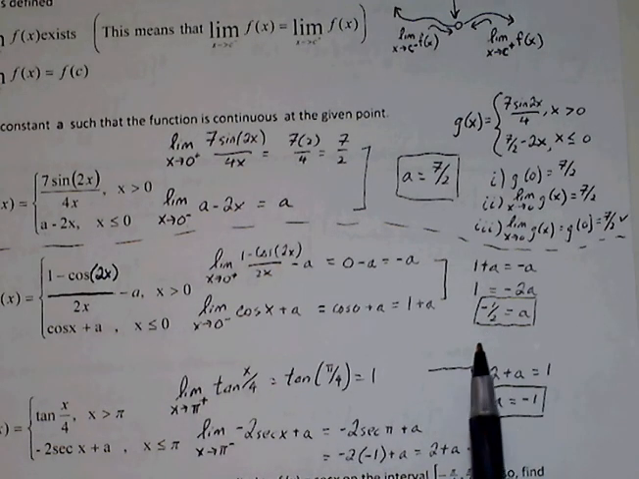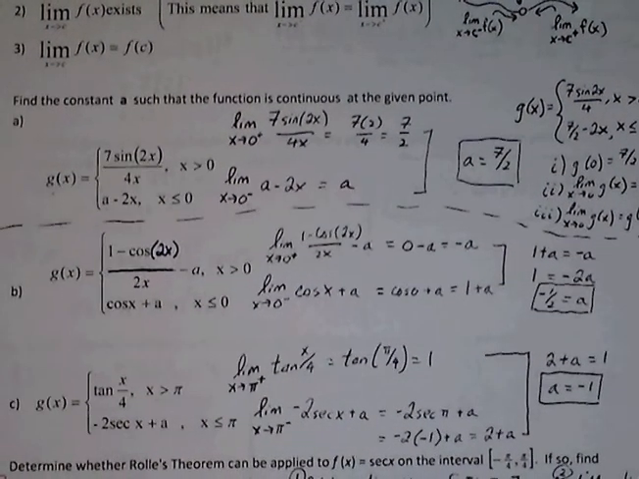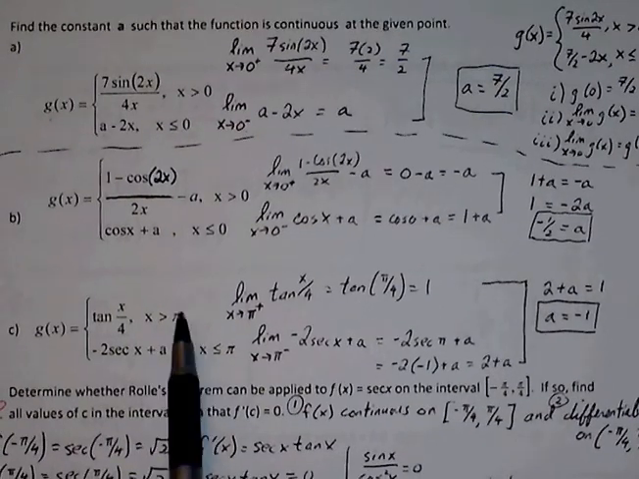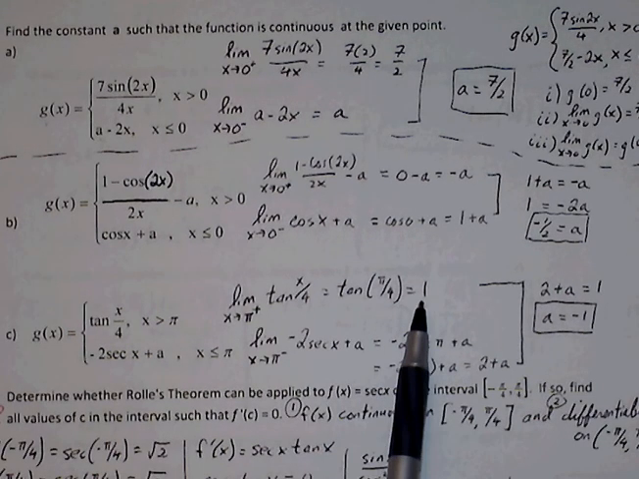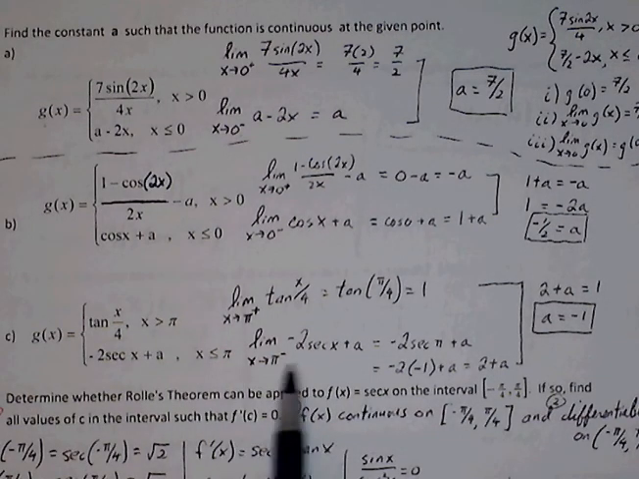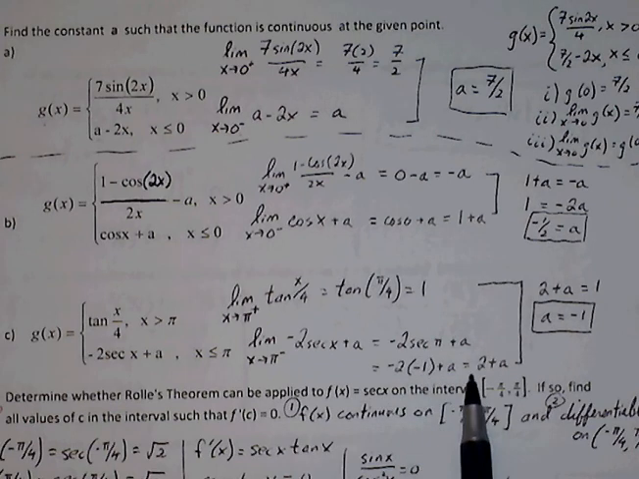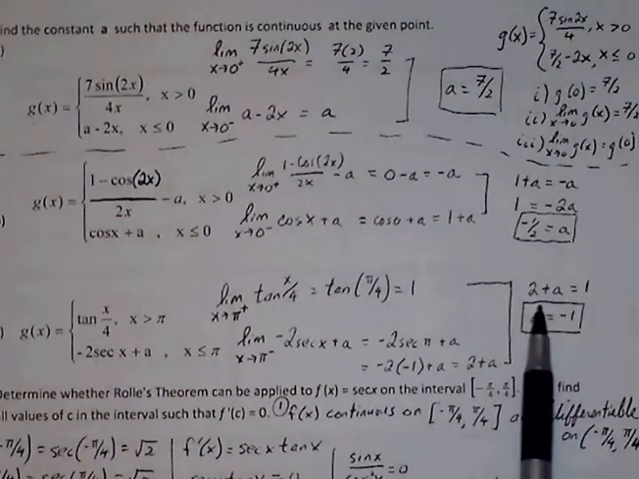Okay, the third, part C, one-sided limit as x approaches pi from the right side of pi for tangent of x over 4 is simply going to be tangent of pi over 4, which is 1. Limit as x approaches pi from the left side of pi of negative 2 secant of x plus a is simply going to be negative 2 secant pi plus a. Secant of pi is negative 1. Two negatives cancel out, becomes positive 2 plus a. And then we can set 2 plus a equal to 1 and solve for a. A is equal to negative 1.